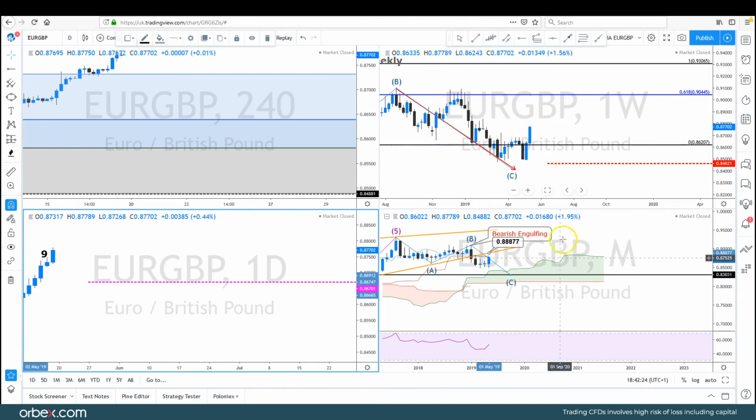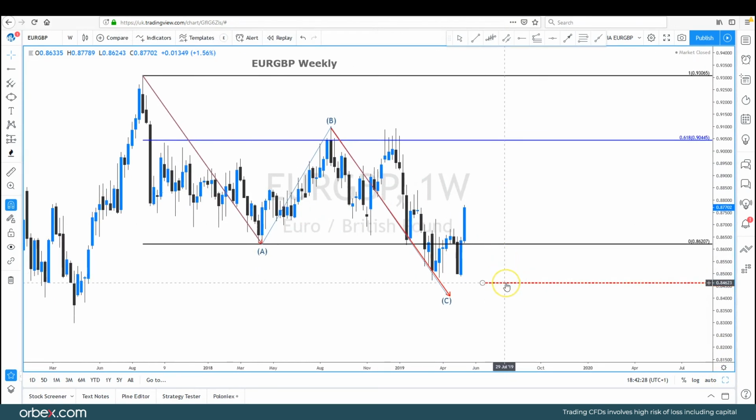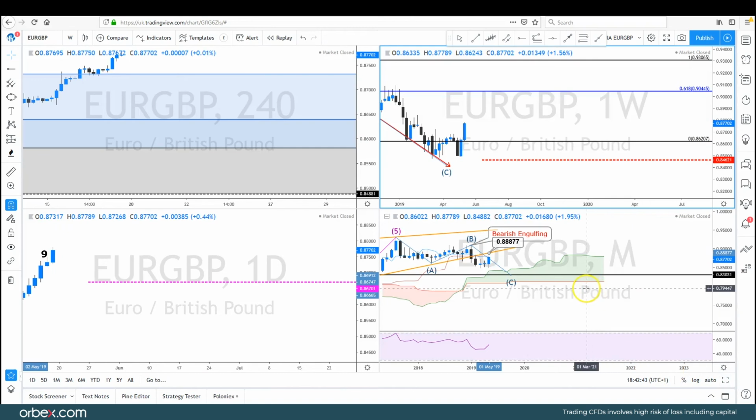Euro sterling. Let's talk about this chart first. We were trying to buy dips. This was our bespoke support level. So AB equals CD was here. We've got bespoke support here, 84.60. We were short basically. This month we're likely to post a bullish outside month.